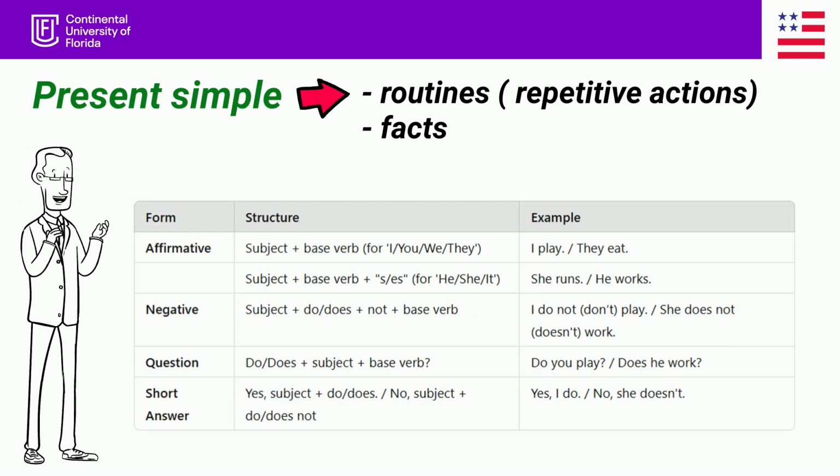Let's take a quick view. In affirmative sentences, when we work with I, you, we, and they, the verb goes in the base form, but when we work with he, she, it, the verb changes. In negative, we use do or does not, and the verb in basic form, and in questions, we also use the auxiliaries do or does, the subject, and the verb in the base form.